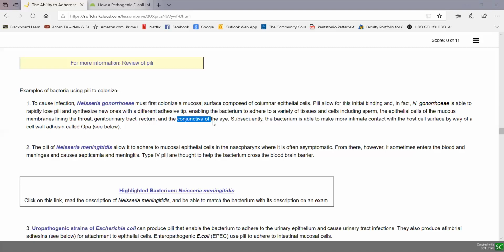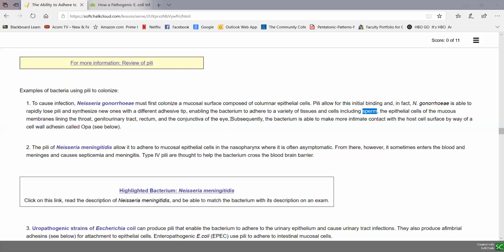If a baby passes out the birth canal of an infected mother, or the gonococcus gets on the fingers and the person rubs their eyes, that can infect the conjunctiva of the eyes. And also there are adhesive tips that can adhere to sperm. In this case, the gonococci adhere to sperm and hitch a ride, and the sperm can then carry the bacterium up to the cervix and into the fallopian tubes or uterine tubes, where it can lead to pelvic inflammatory disease. So by being able to make multiple different adhesive tips, having multiple alleles for different adhesive tips, it is able to infect a variety of different types of epithelial cells in the body.